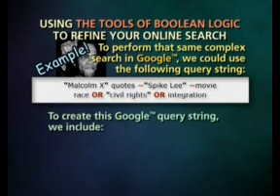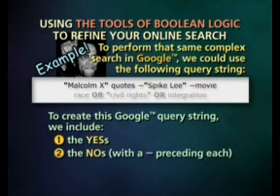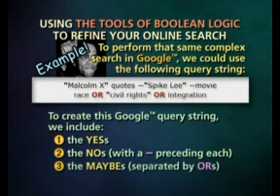To create this query string, we included first the yeses, then the nos with a minus sign preceding each no, and finally the maybes separated by or operators.